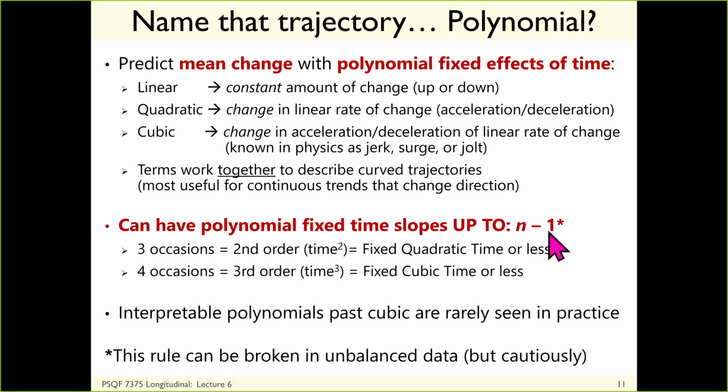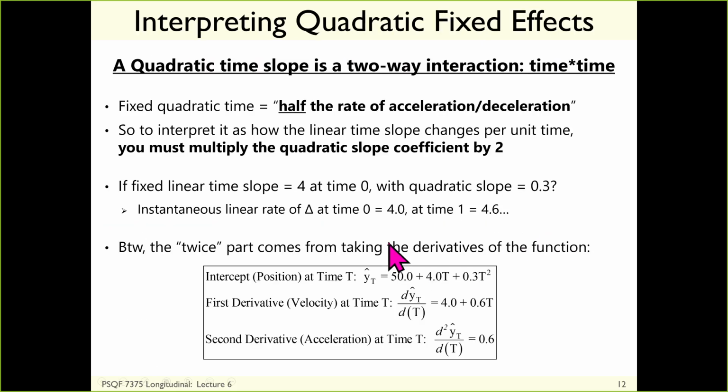In unbalanced data, you can get away with more because then the mean trajectory that you're fitting has more potential means in it. So like if you had time 1, 2, 3, 4, and the next person has time 1.5, 2.5, 3.5. Even though each person only contributes 4 occasions, now there's like 8 different points on the line that you could recover, which means you could have higher order polynomials. But be very careful in trying to do that in practice. So in general, number of occasions minus 1 is a good guideline for the most that you can have in here. Now, what to do with the quadratic slope?